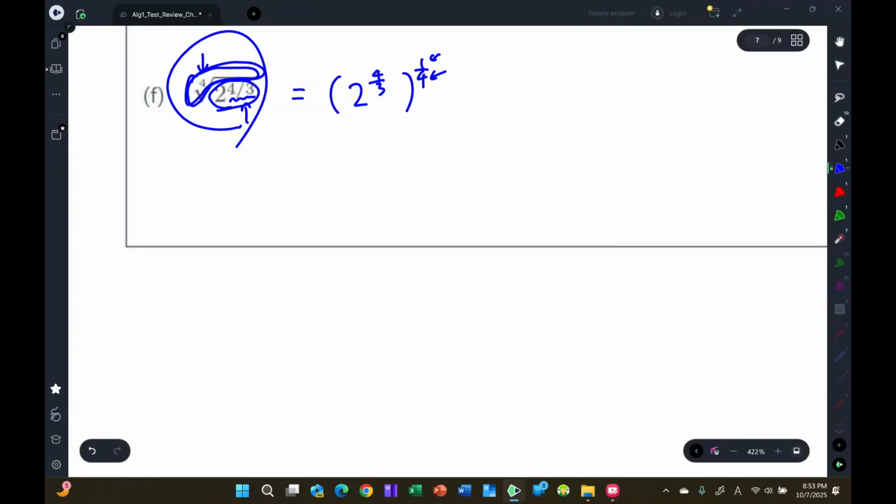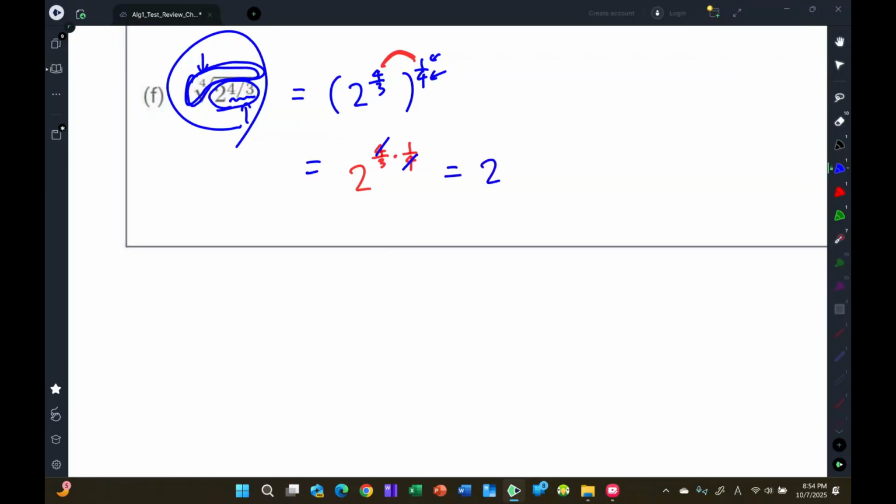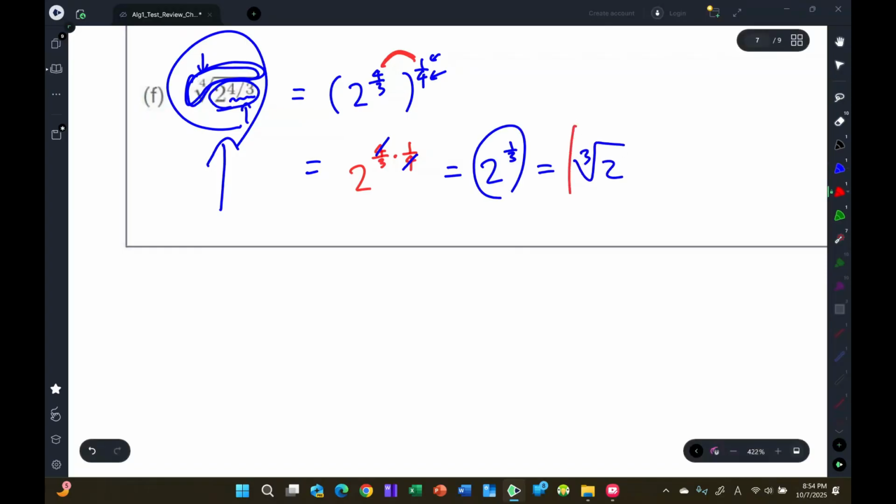Now, what can we do with these two exponents? Do we add them or do we multiply them? We multiply them. So it's going to be 2 to the 4 over 3 times 1/4. And luckily enough, these 4s reduce, leaving only 2 to the 1/3 power. And since we started from root form, let me rewrite this thing as the cube root of 2, and that's the nicest looking answer.